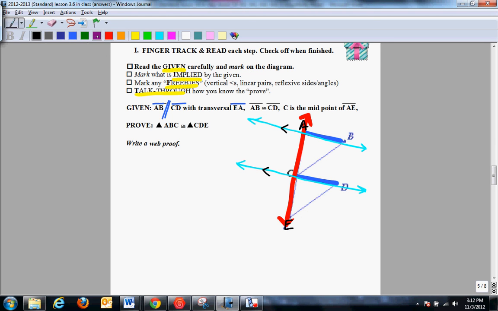Next, we're told that AB, the segment, and CD, the segment, are congruent. So that's right here. AB and CD are congruent. Hatch, hatch. Put an S. We have a pair of sides.